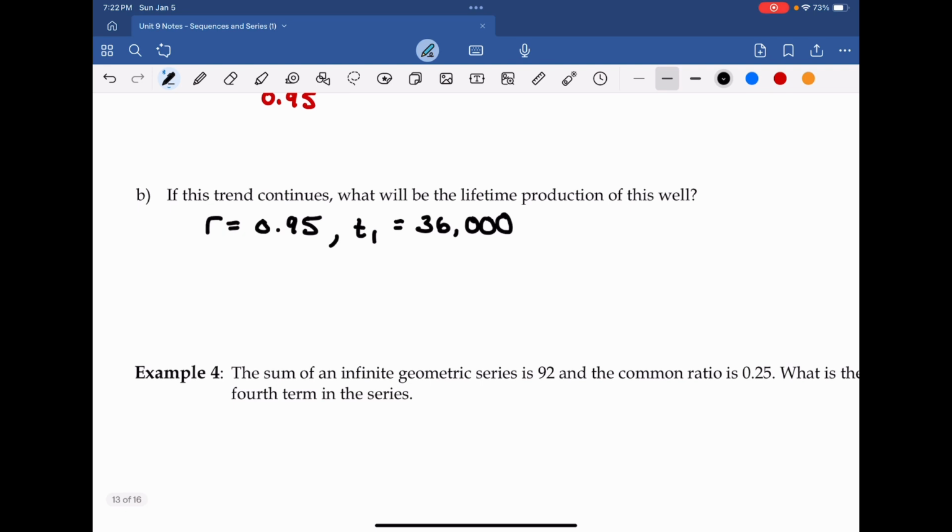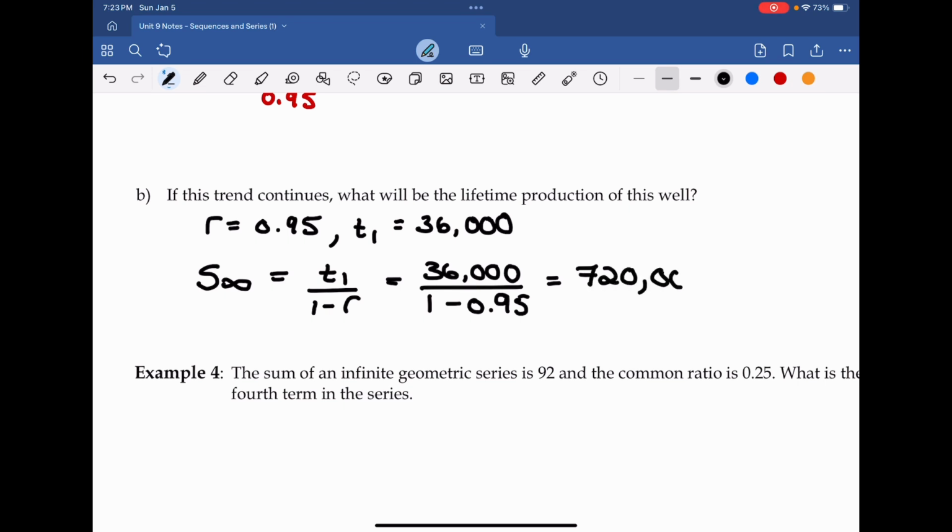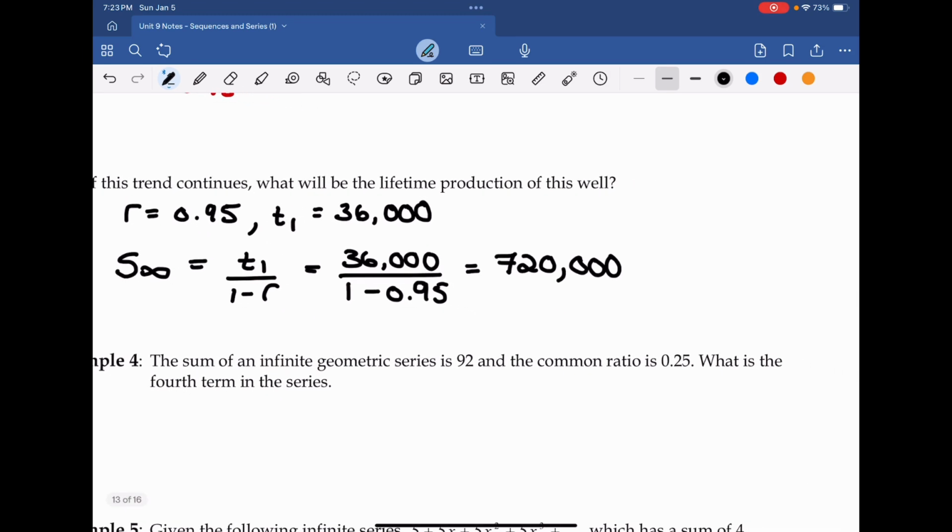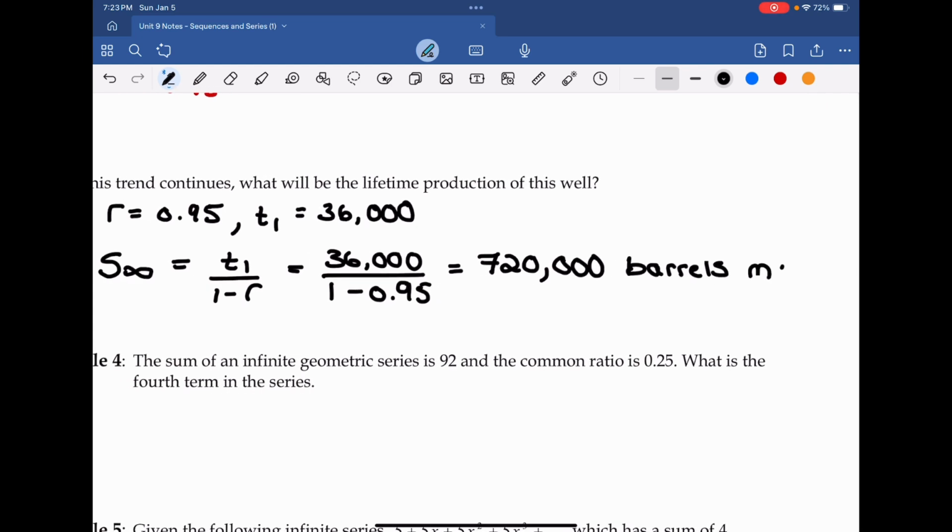Now, if they say that we can calculate something based on this trend, we're going to assume that this is a convergent series. And when it converges, we can use the formula of S infinity, or the lifetime we're considering, which will be equal to T1 divided by 1 minus r. T1 is 36,000 barrels, divided by 1 minus the ratio value, so 1 minus 0.95. And then this will give us 36,000 divided by 0.05, which gives us a lifetime production or overall sum of this given series of months of production of 720,000 barrels. So we're going to write barrels may be produced.